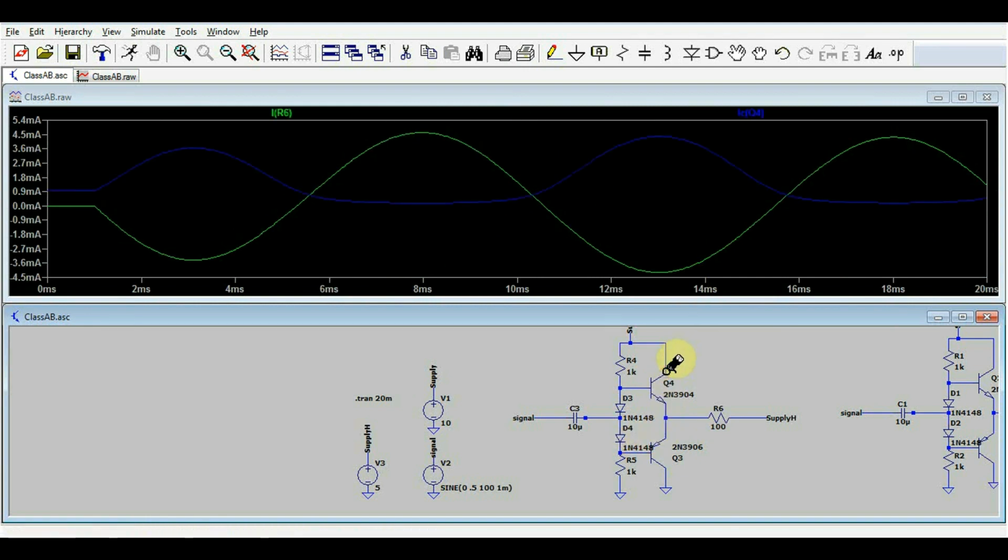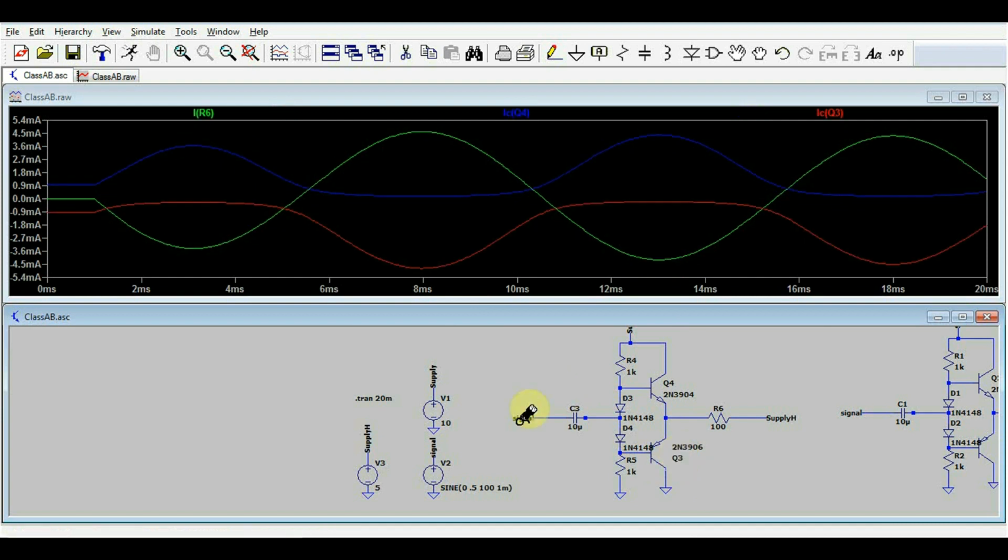Now if we look at the current going through our circuit, we can see the load current, and then if we check the two transistor currents, we will see that one of the transistors is being driven through one half of our signal and then the other through the other half of our signal. But even when there's no signal, there is still a bit of current going through the transistors. So we got this 0.9 milliamps as static current. But this is still much better than our A-class amplifier, in which the static current was half of the maximum current that could go through our circuit.